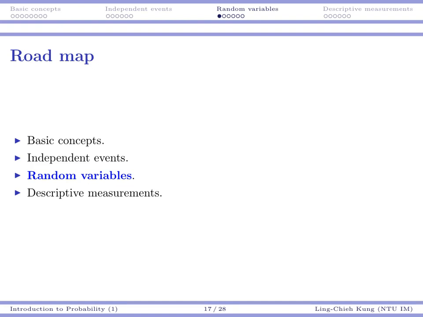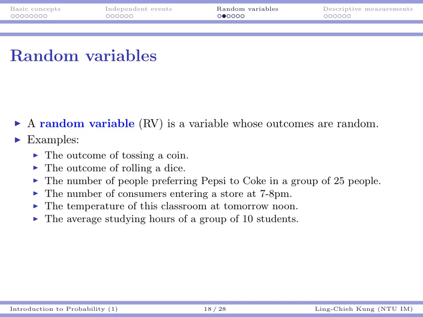Okay, so let's continue. Now I want to introduce the idea of random variables to you. Random variables are a very convenient way for us to express some specific events and for us to better analyze probability problems. Okay, so let's study this tool. A random variable is a variable whose outcomes are random. Okay, so the definition is just so simple.